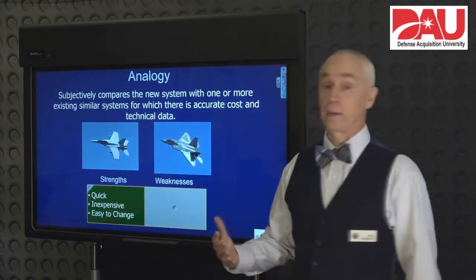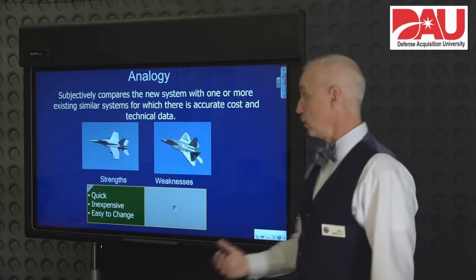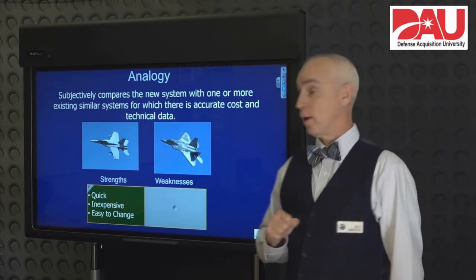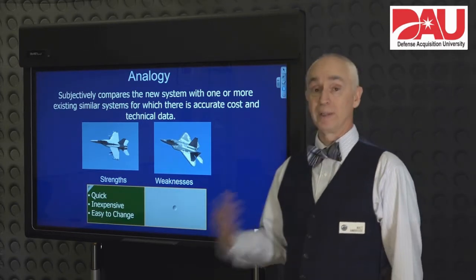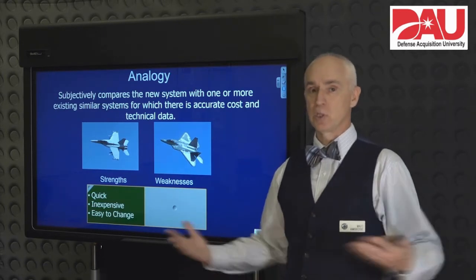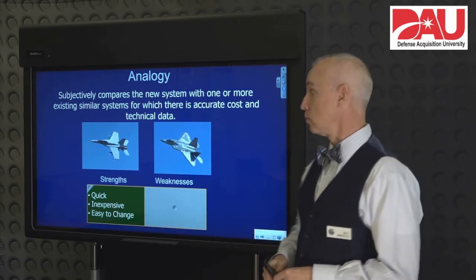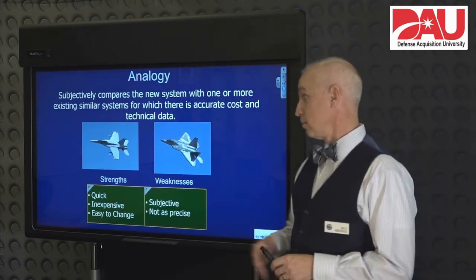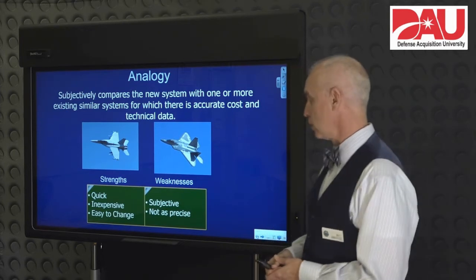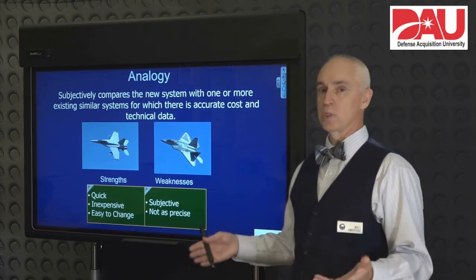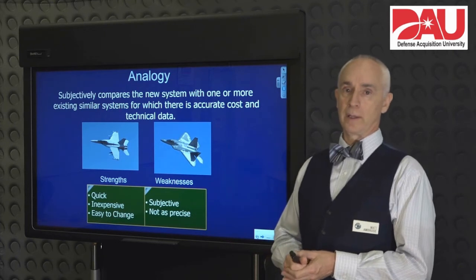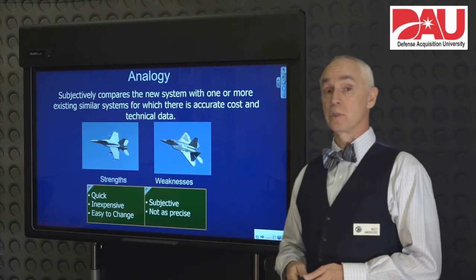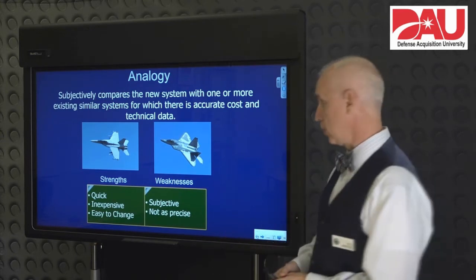Some of the strengths, it's quick. We've got the data on hand. We can use that data to get a fairly quick cost estimate for the new aircraft. It's also usually inexpensive and fairly easy to change. Anytime we change our assumptions, we can change the assumption in the analogy and get a new cost estimate. It is subjective, so that's a weakness of this particular method, and it tends to be not as precise as some of the other methods that we're going to look at later, but it is a good method early on for getting a good ballpark of what our system is going to cost to develop and procure later on.